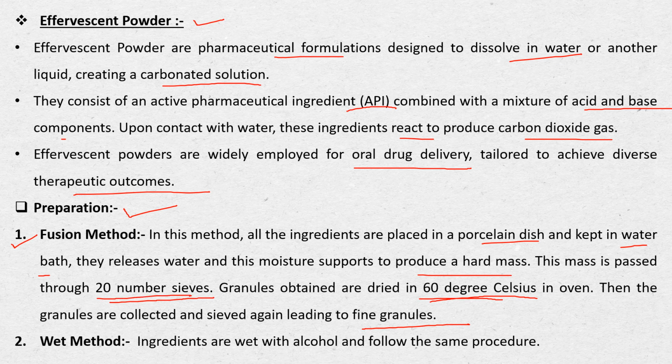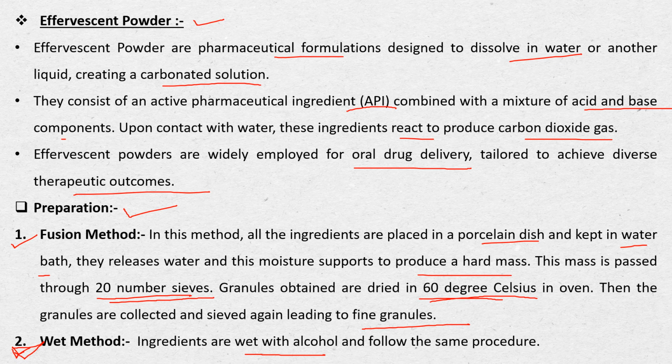Keep it in mind. Next method is the wet method. So what is the wet method? Here the ingredients are wet with alcohol and we follow the same procedure. In the first preparation, the fusion method, the ingredients were dry, and in the second method the difference is that the ingredients are wet with alcohol.